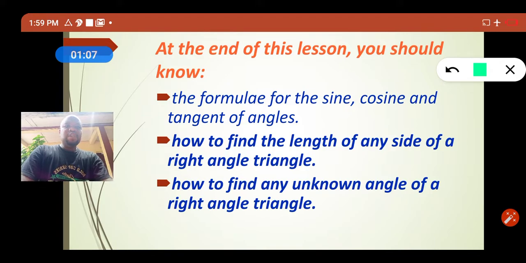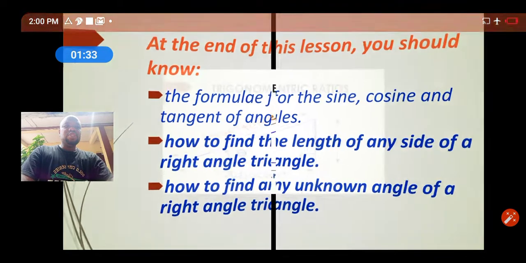Today, we shall be taking a look at trigonometry, a field in mathematics that is dedicated to the study of triangles. At the end of this lesson, you should know the formula for the sine, cosine, and tangent of angles. You should know how to find the length of any side of a right angle triangle, as well as how to find the size of an unknown angle.